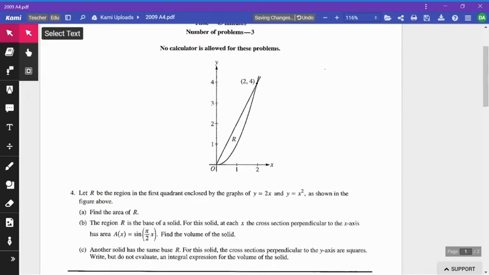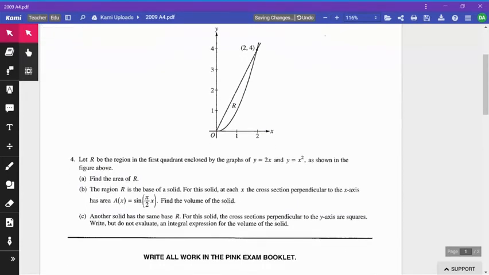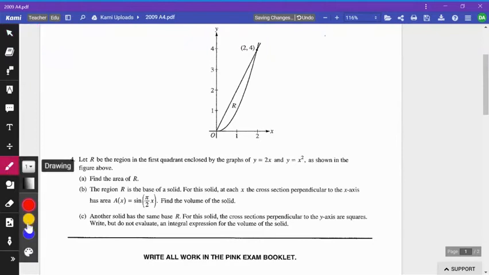So if I am looking at part C, I have another solid that has the same base R, so the same region. For this, the cross sections perpendicular to the y-axis are squares. So I know I'm going to be dy, and my integral is going to be the area of a square dy, because I'm perpendicular to the y-axis.